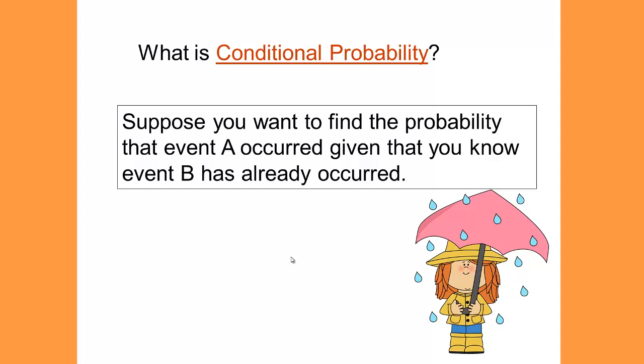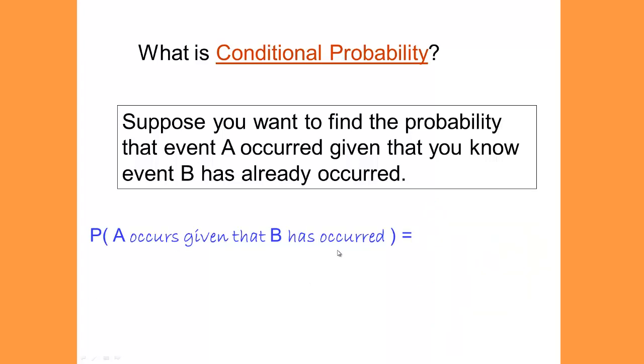So again, event A would be the probability that I was wearing my raincoat given that we know it was raining. The second event has already occurred. The probability of A occurs given that B has already occurred or happened.